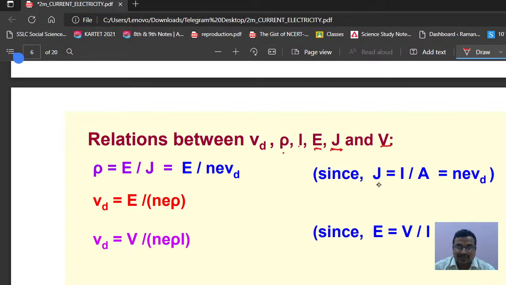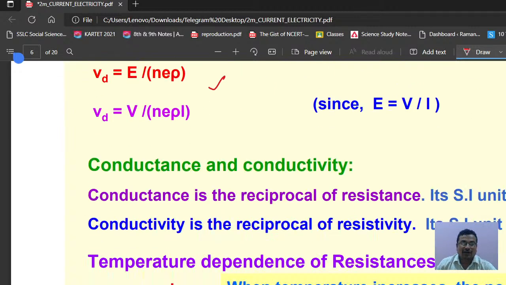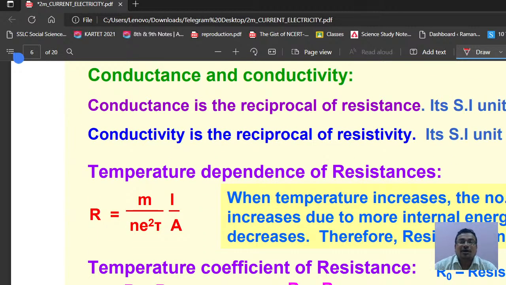The current density is nothing but current per unit area, and resistivity, that we are writing with this formula, is about the drift velocity. Now move ahead: the opposite of resistance is conductance. The opposite of resistivity is conductivity.